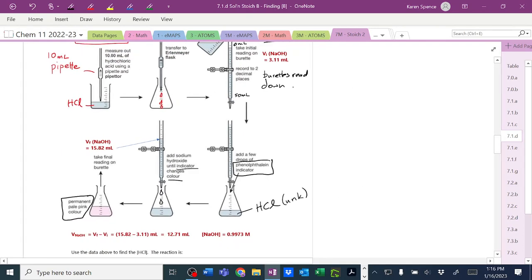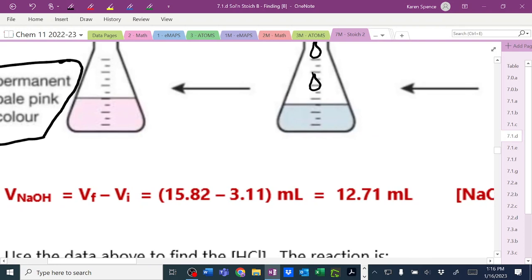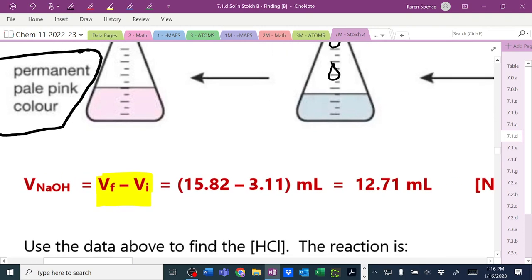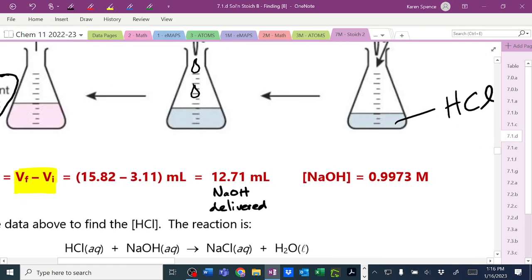We know our initial volume, we know our final volume for the NaOH, so we can calculate the volume of the NaOH. It's the final minus the initial. So we finished at 15.82 milliliters. We started at 3.11 milliliters, so there was 12.71 milliliters of NaOH delivered. We know that the concentration of the NaOH was 0.9973 molar.